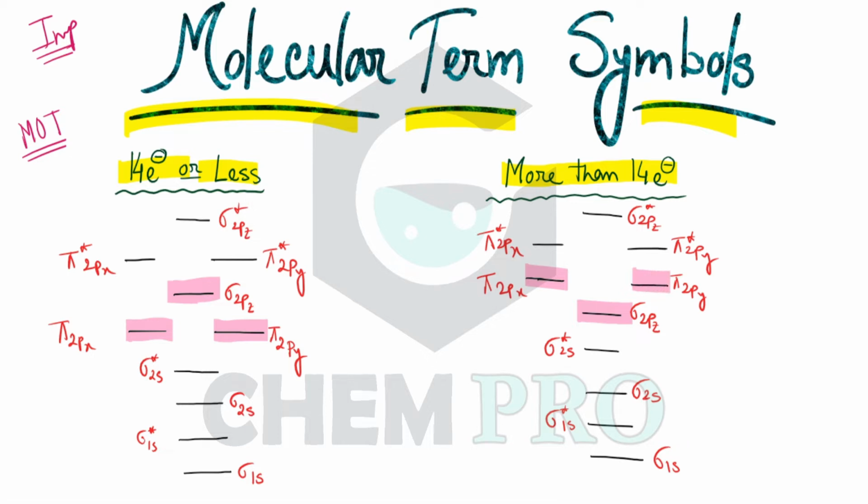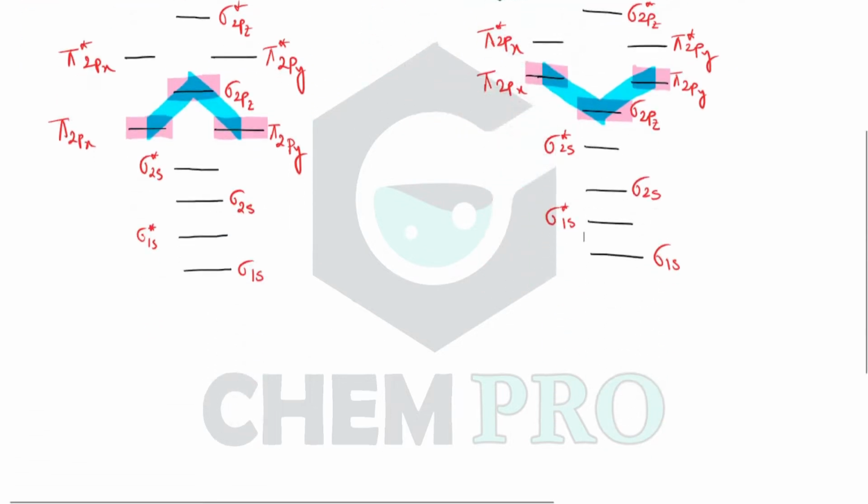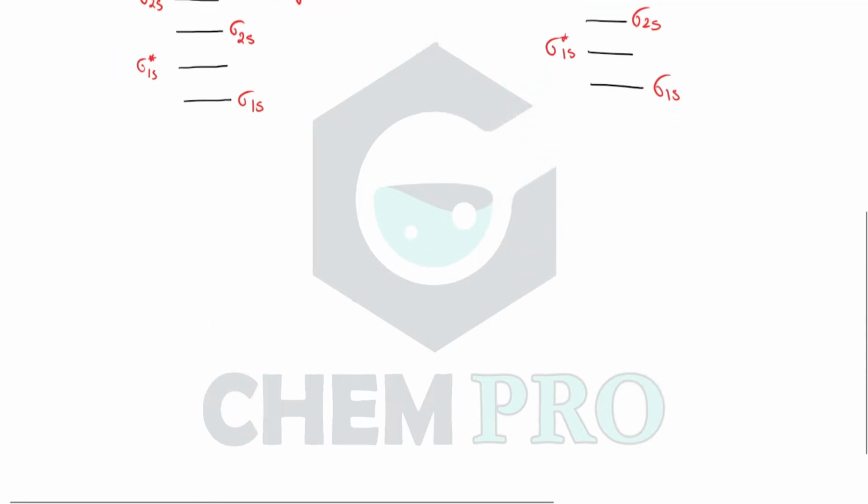So we can remember it like this: here the configuration is like A, and for the more than 14 electron diagram, the configuration is like V. So now we have to know what the molecular term symbol is. The molecular term symbol can be symbolized like M lambda G oblique U. Okay, this is the molecular term symbol.